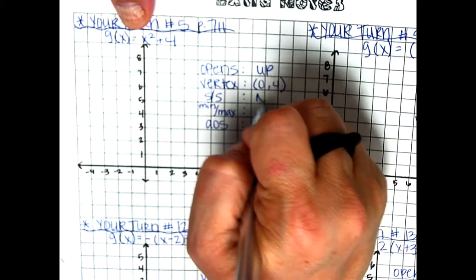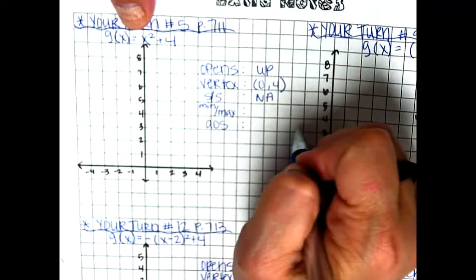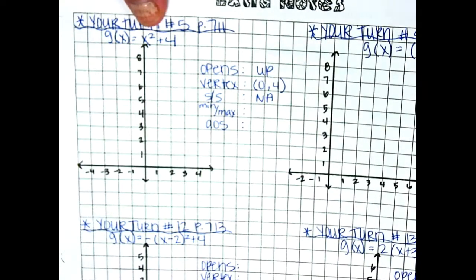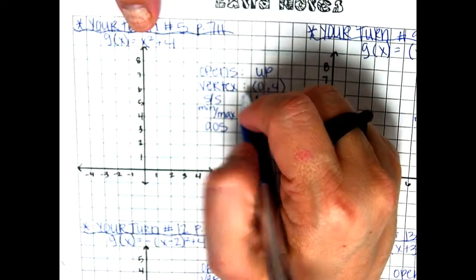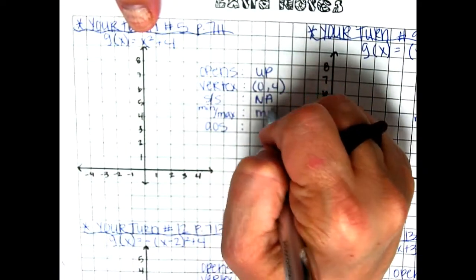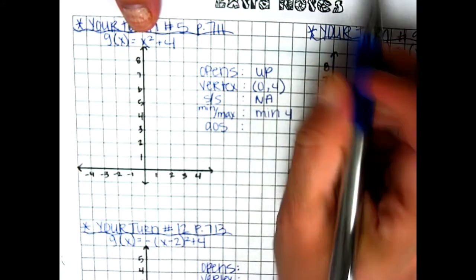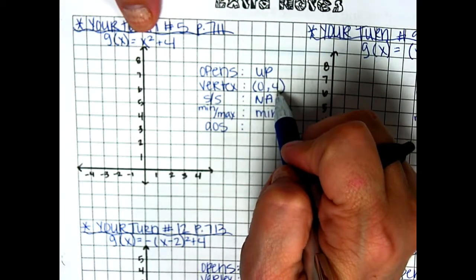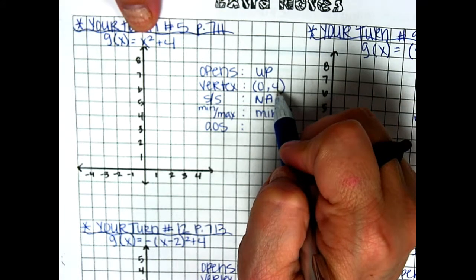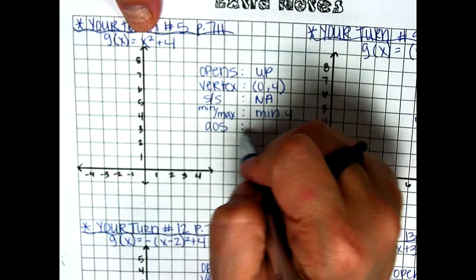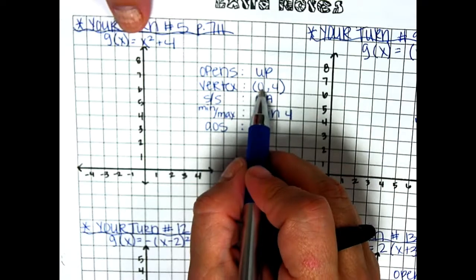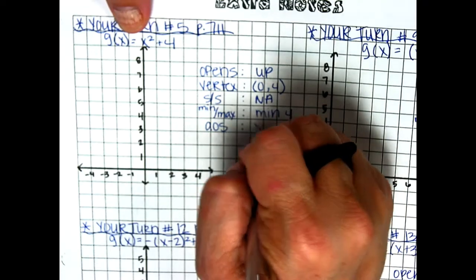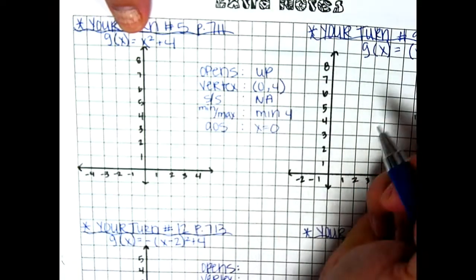Stretch or shrink? No, so we're going to write NA. Minimum or maximum? Because it opens up, we're going to have a minimum of 4, because that's going to be the lowest. The vertex is the middle, that's the lowest point. And then the axis of symmetry, that's where the x is, so it's x equals 0.